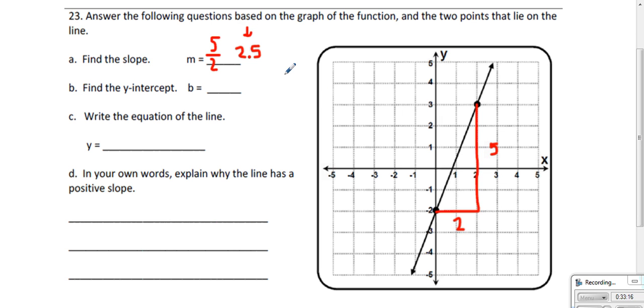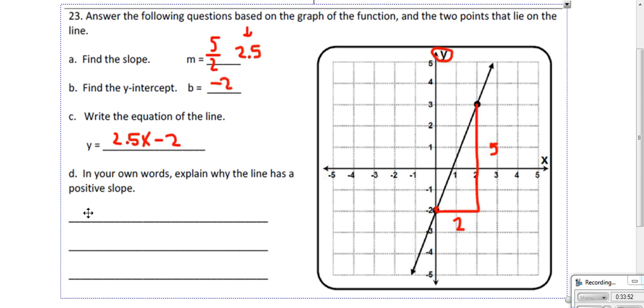5 over 2 is not wrong, but 2.5 is a little bit better. All right, so now the y-intercept. Here's your y, and you can look down and say that line crosses at -2, so that's your y-intercept. Write the equation of this line very easily. The slope that you figured out is the rate of change, by the way, is 2.5x minus 2, which is the y-intercept.